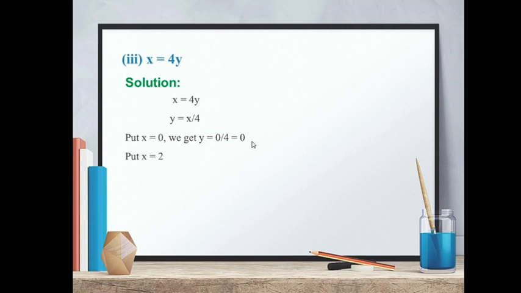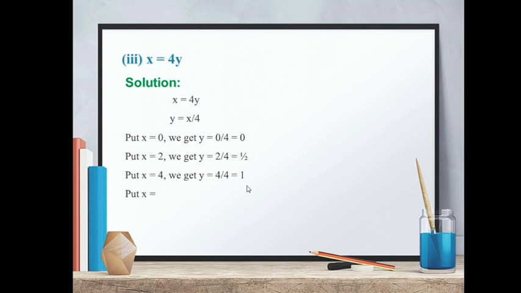Then put x equals 2, we get y equals 2 divided by 4, which is equal to 1 by 2. Then put x equals 4, we get y equals 4 divided by 4, which is equal to 1. Here 4 divided by 4 is equal to 1. So when we kept x as 4, we got y as 1.